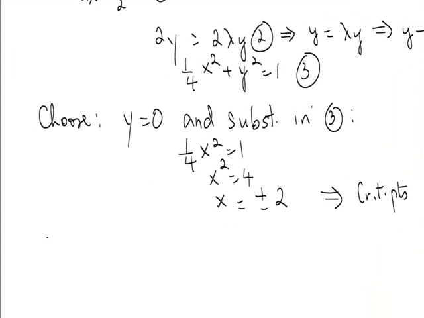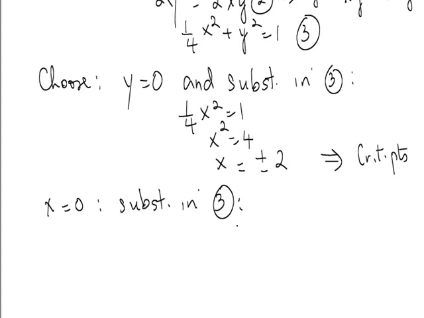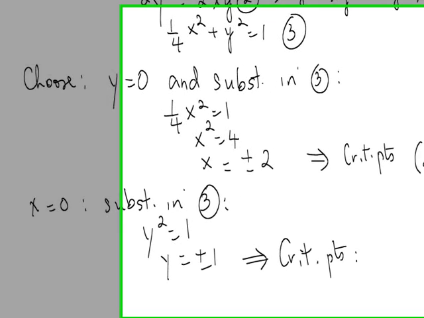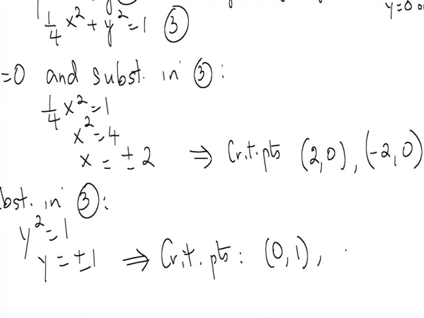So choose x equals 0, substitute in 3. What do we get here? Plus or minus 1. y squared is 1. y is plus or minus 1. Your critical points are 0, 1 and 0, minus 1. Yeah? Any questions?